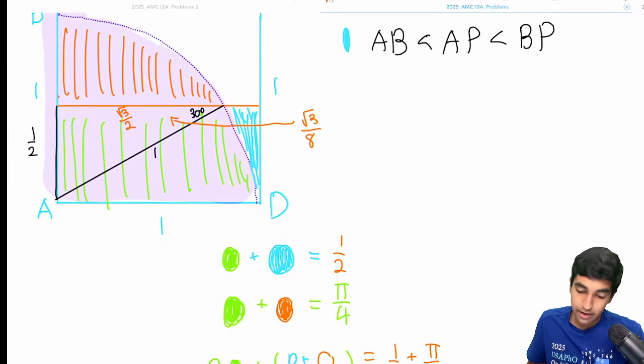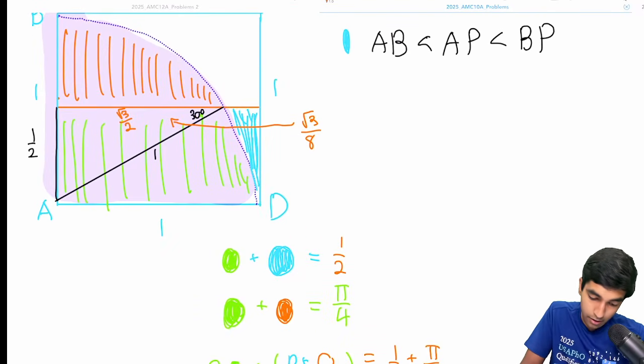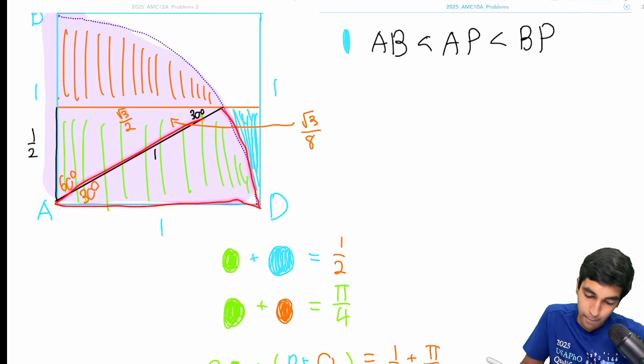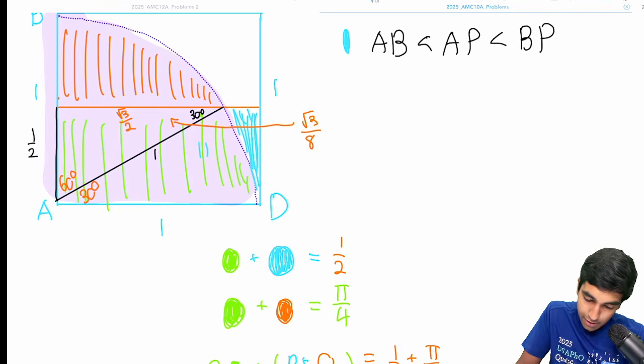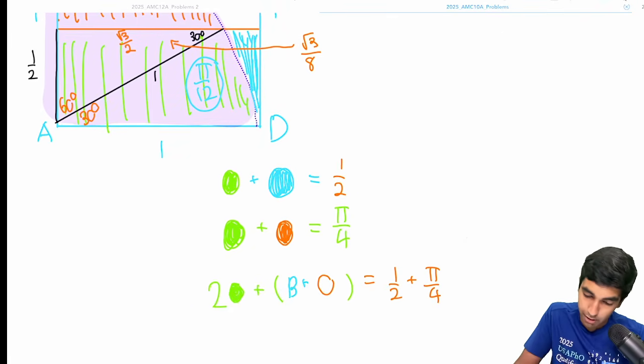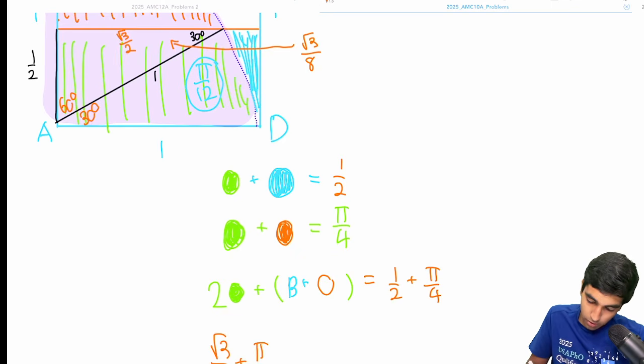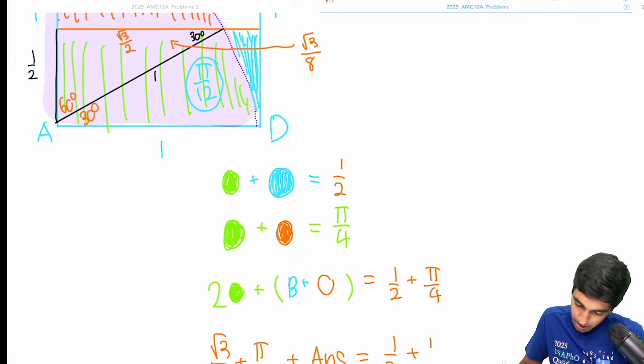But we're looking for the green region, right? So that's root 3 over 8. Okay, but notice here, that's 60, this is 30. This is just literally 1/12 of our entire circle. So that triangle is root 3 over 8, and this part over here is pi over 12. So that green region is nothing but root 3 over 8 plus pi over 12. So 2 times that is root 3 over 4 plus pi over 6, plus blue plus orange, let's just say ans, because that's our answer, equals 1/2 plus pi over 4.